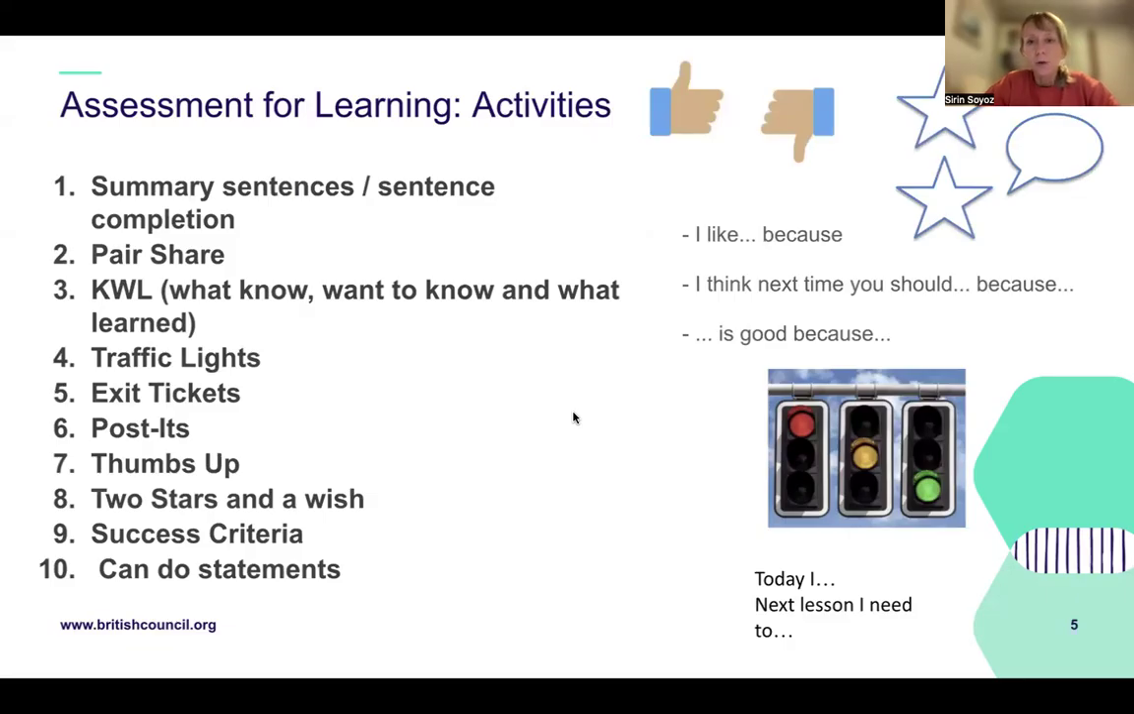Okay, so here are some other activities. Summary sentences, sentence completion, pair share, or think, pair, share. What I know, what I want to know, what I learned, these KWL charts. Traffic lights, very similar to those green lights, red lights, and exit tickets, post-its, thumbs up, 2 stars and a wish. Success criteria, can-do statements.